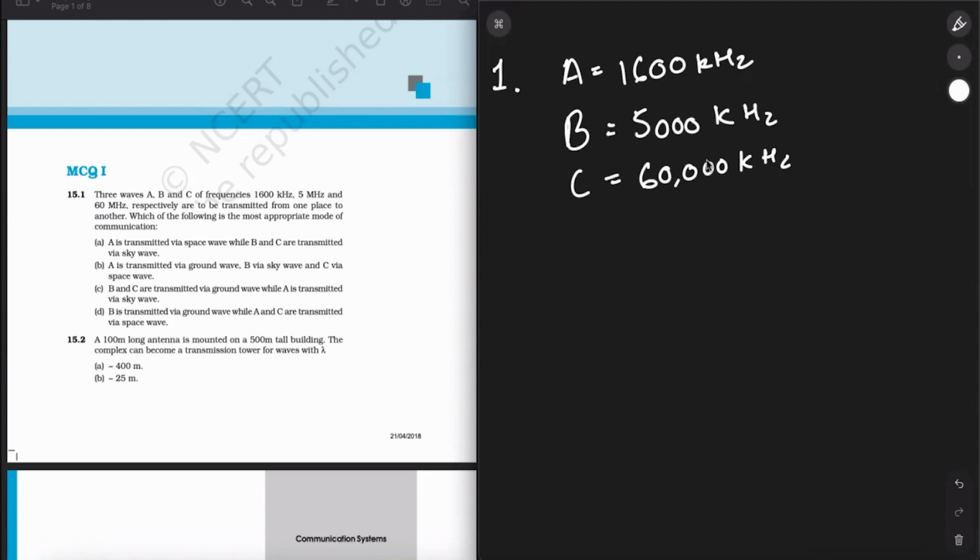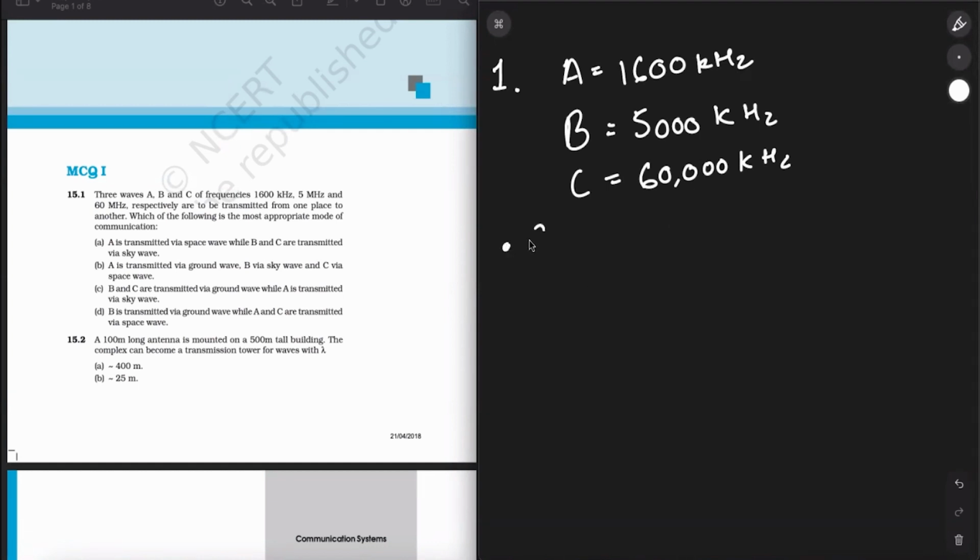A is transmitted by space, while B and C are transmitted via skywave. A is transmitted via ground, B via sky, C via space. B and C via ground. There are some options that have been given. So the key concept behind this question is that the radio waves emitted from a transmitter antenna can reach the receiver antenna by some modes of operation, which I'll write over here.